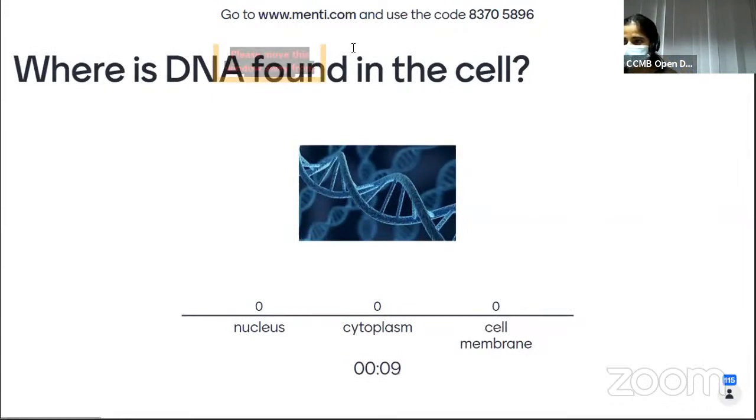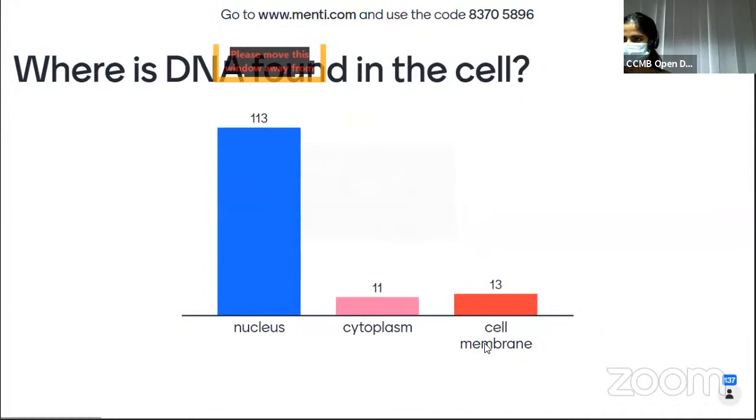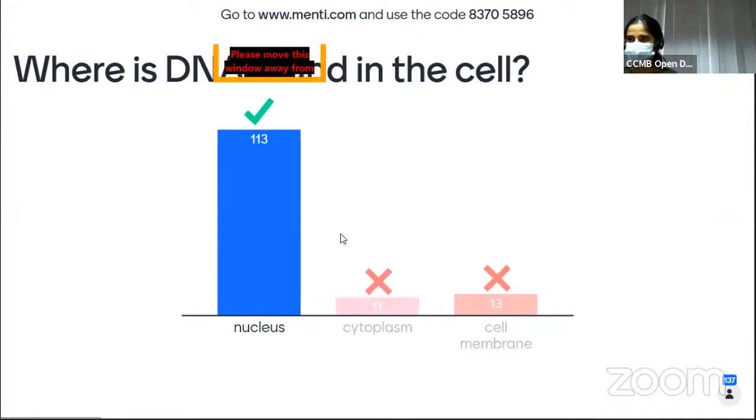Where is DNA found in the cell? Reply fast. Options are nucleus, cytoplasm, and cell membrane. And the right answer is nucleus. DNA is found in the nucleus.